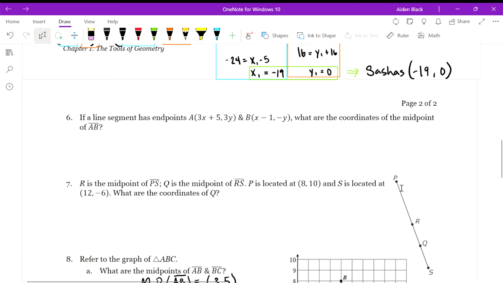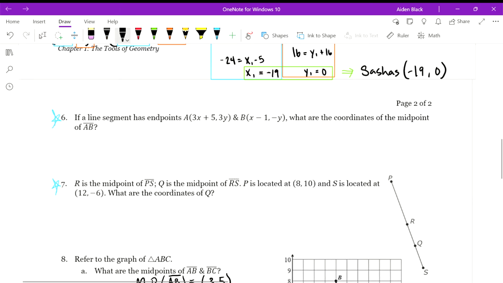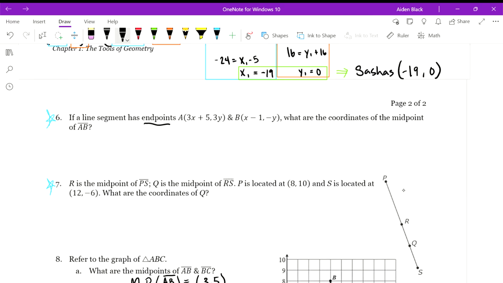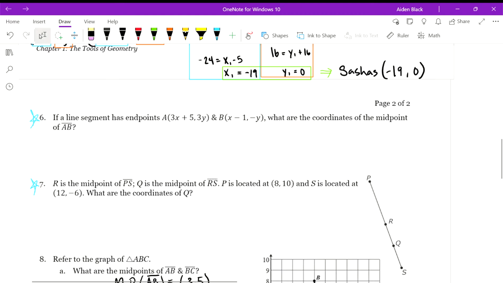This is our 1.5 homework, day 1. We'll go through 6 and 7. Okay, let's try it out. So, we are given the endpoints of a line segment, AB, and we are trying to find the midpoint, the coordinates of the midpoint.